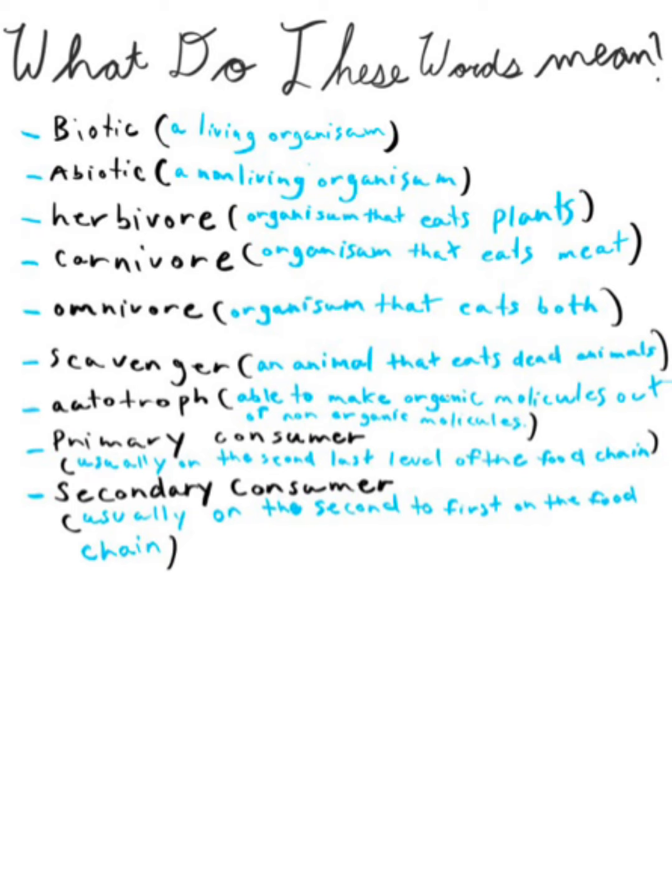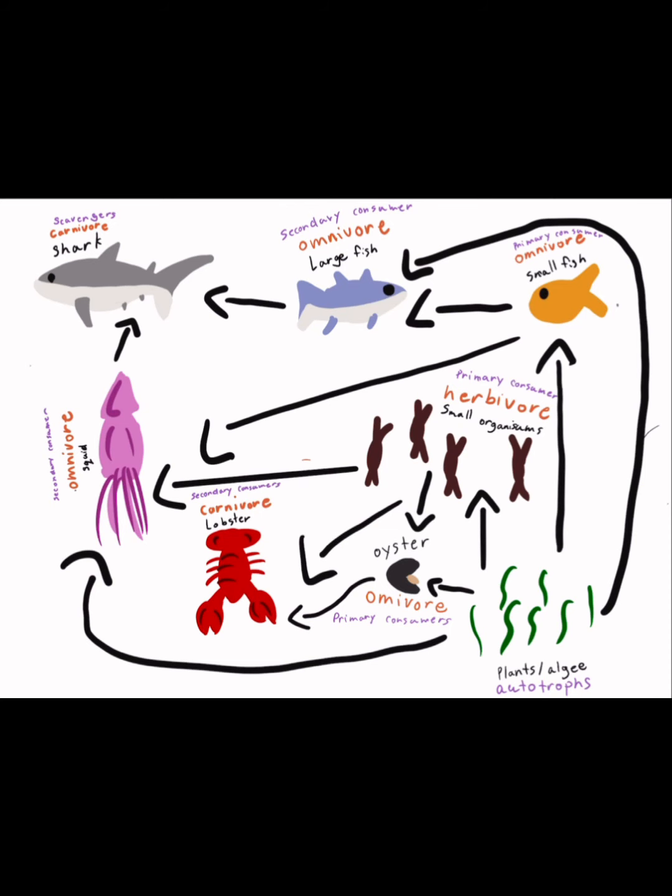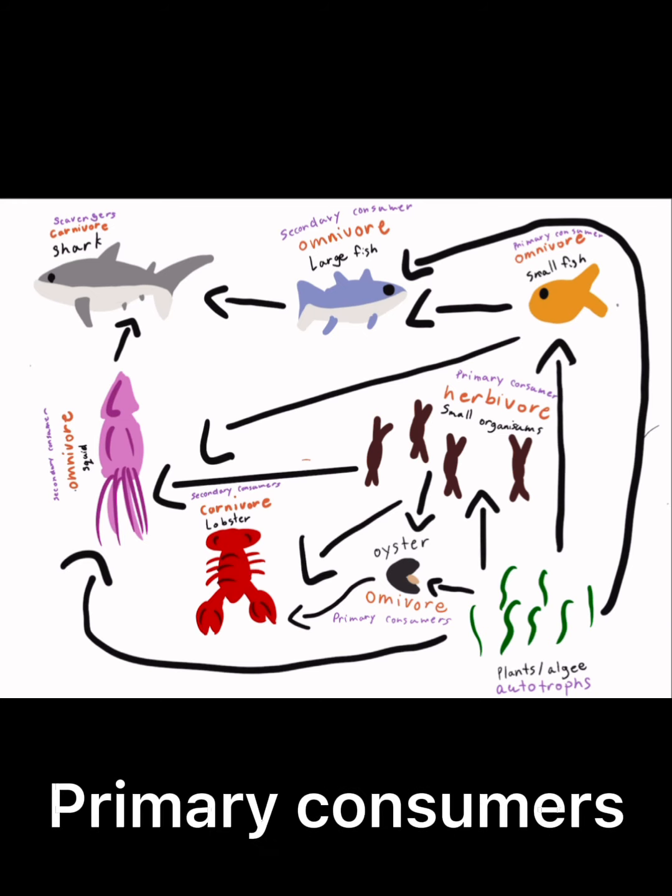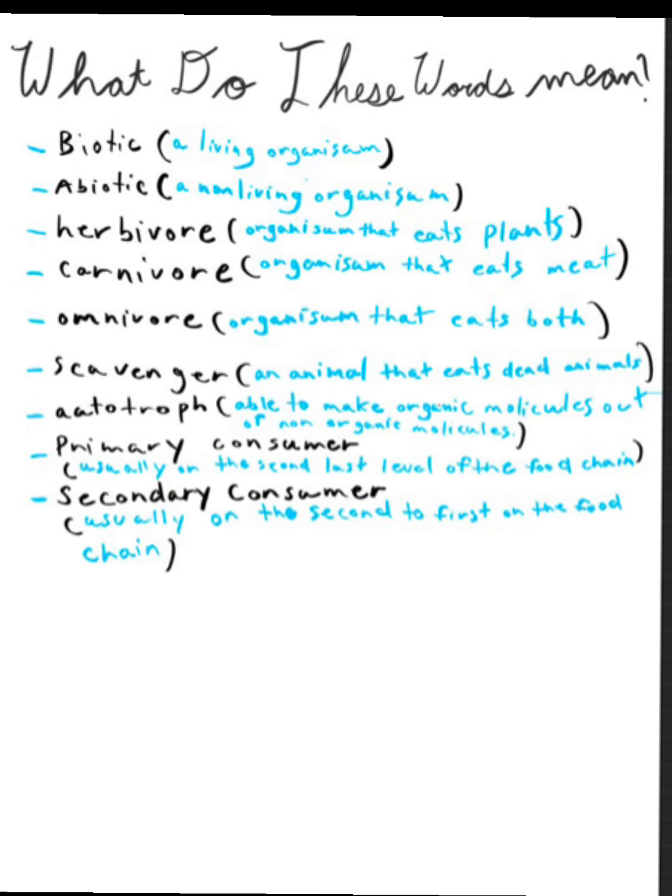Okay, and then larger fish are omnivores and secondary consumers. And secondary consumers are usually second to first on the food chain. And then these larger fish sometimes eat smaller fish and plants and algae. Okay, moving on to smaller fish, these are omnivores and primary consumers. And then primary consumers are second to last on the food chain.